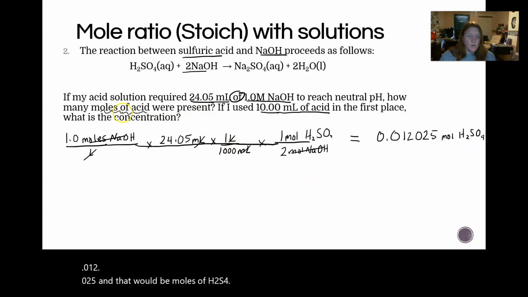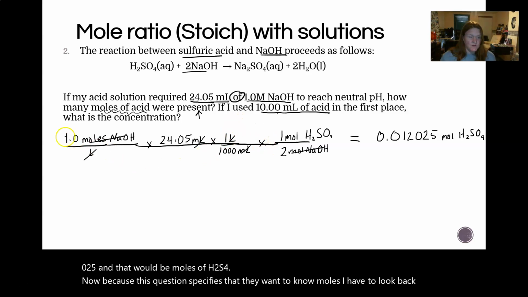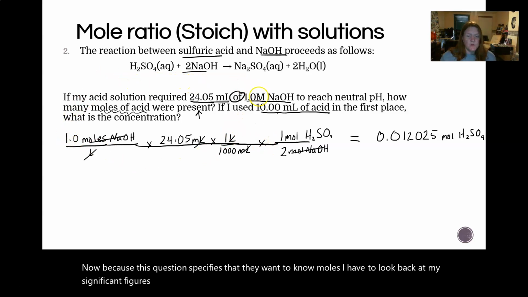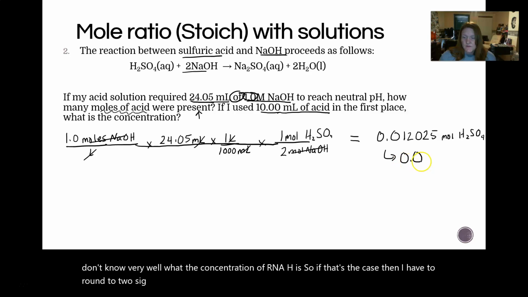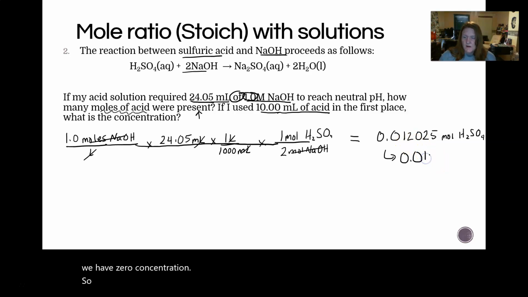Now, because this question specifies that they want to know moles, I have to look back at my significant figures, okay? And in this particular problem, it looks like we only have 2 because we don't know very well what the concentration of our NaOH is. So if that's the case, then I have to round to 2 sig figs. These zeros are not significant because, of course, it doesn't make sense to say we have 0 concentration. So we'll keep the 1 and we'll keep the 2. Okay, so that's the answer to the first part of the question.